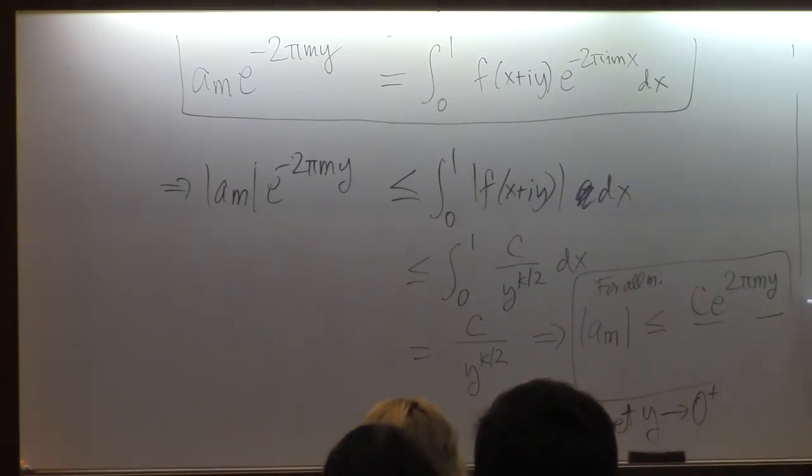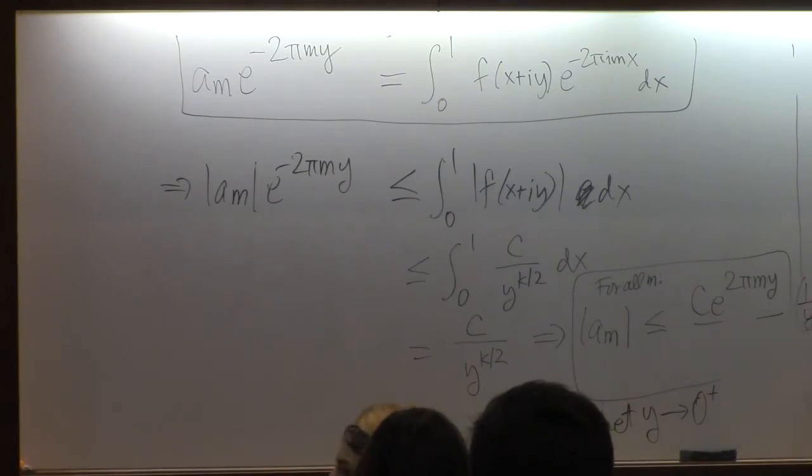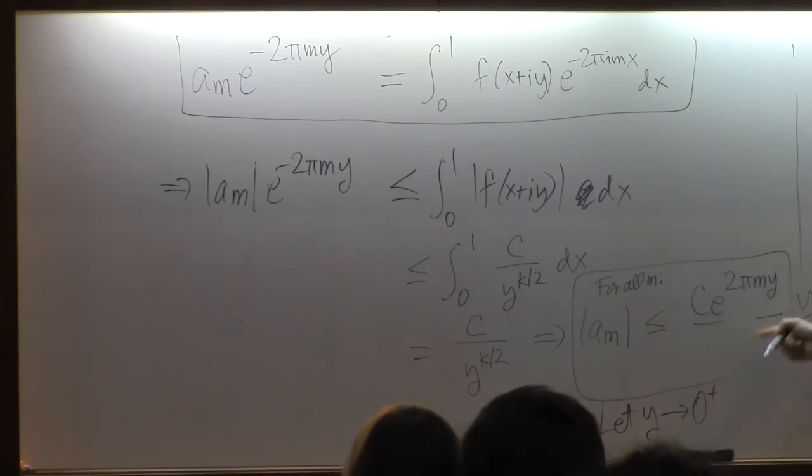So if it's y to the absolute value of k halves. Yeah. Wait, is that right? 1 over y? 1 over y, and it has to be the negative. Yeah, because I had a y to the... Yeah, that makes sense, right? Yes.